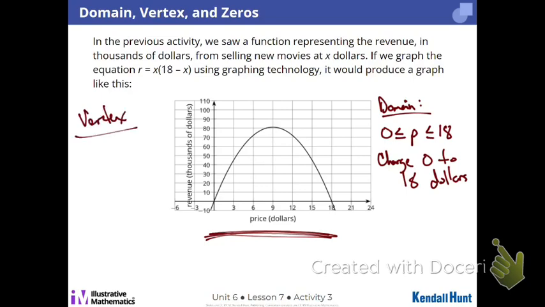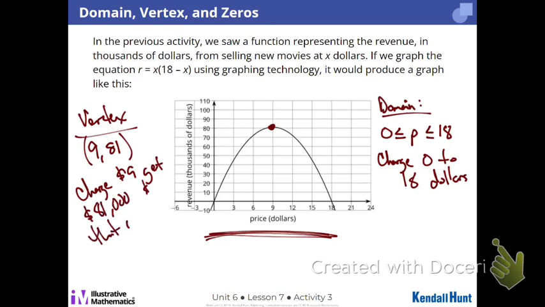Next, let's talk about the vertex. The vertex is right here. It's about 8-ish. It is the point 9, 81, and here's what it means: charge $9, get 81,000, and that is the max. In this case, the vertex is the maximum. It's at the highest. Nothing else goes above this in our graph forever. Lastly, we have the zeros.